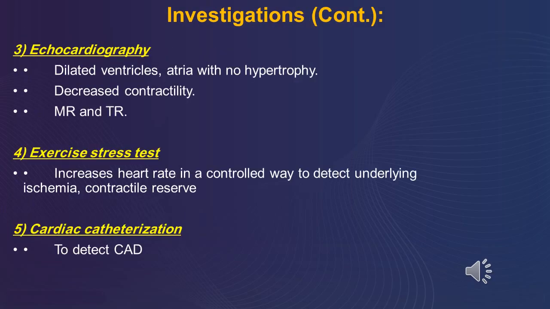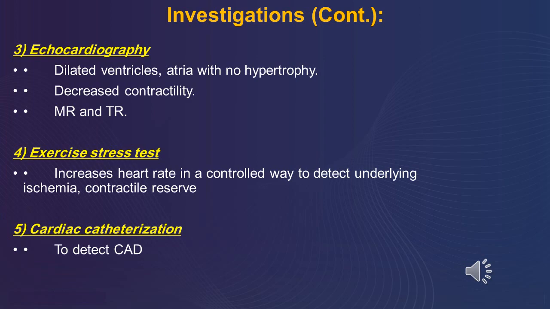Third, you will do echocardiography for the patient, and we will see dilated ventricles and atria with no hypertrophy, to differentiate between DCM and HOCM. You will also see decreased contractility and impaired ejection fraction, and also mitral regurgitation and tricuspid regurgitation. Fourth investigation, you can do an exercise stress test, which increases heart rate in a controlled way to detect underlying ischemia and contractile reserve.